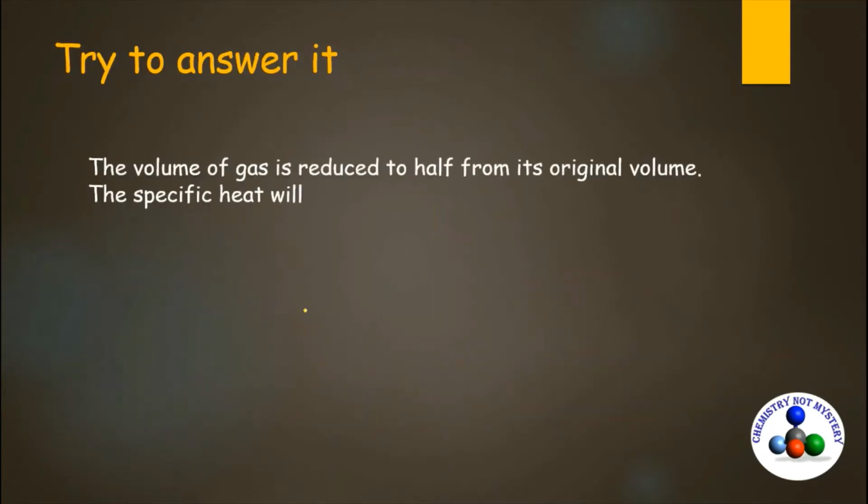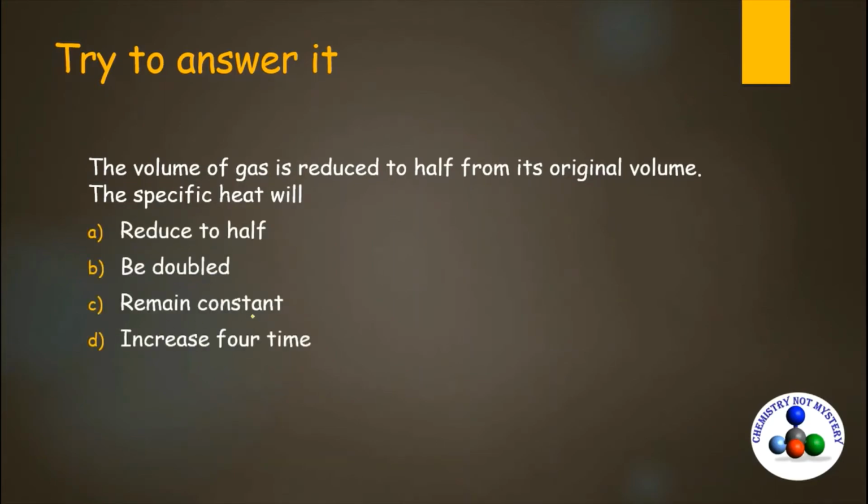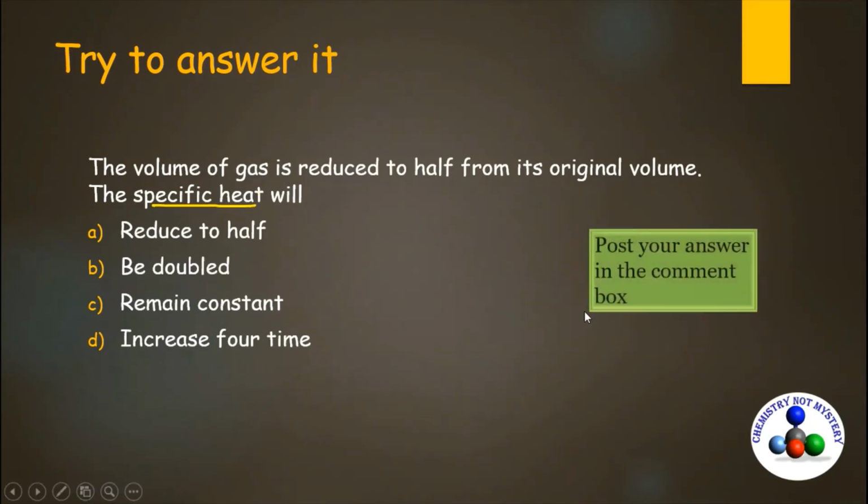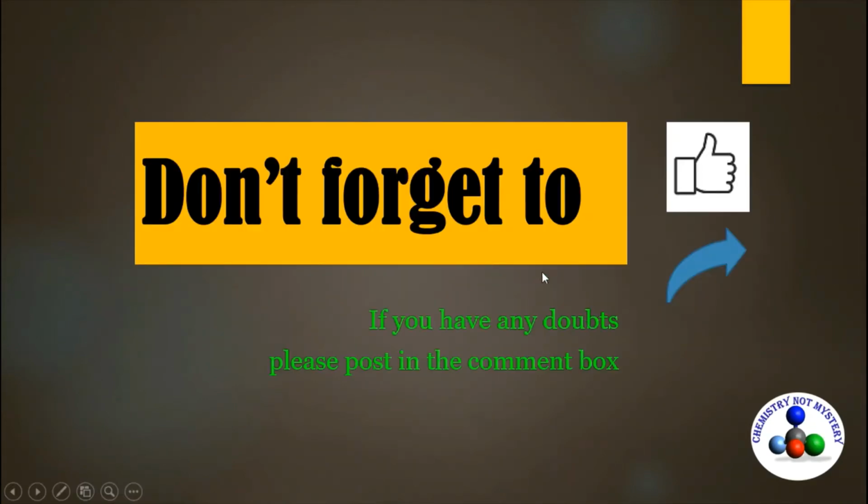I hope now you understand and you will be able to answer this question. The volume of a gas is reduced to half of its original volume. The specific heat will be reduced to half, be doubled, remain constant, or increase 4 times. So here, first you have to check whether specific heat is an extensive property or an intensive property. Is it a path function or is it a state function? On the basis of that, you will be able to answer this. And you have to post your answer in the comment box.